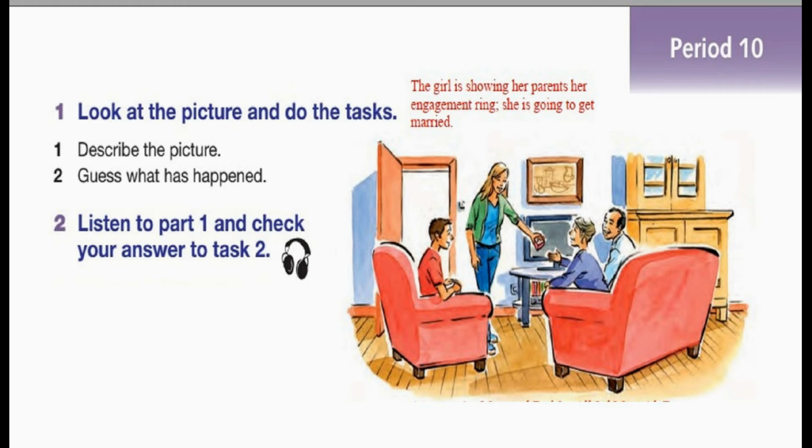1. Look at the picture and do the tasks. 1. Describe the picture. The girl is showing her parents her engagement ring. 2. Guess what has happened? She is going to get married.